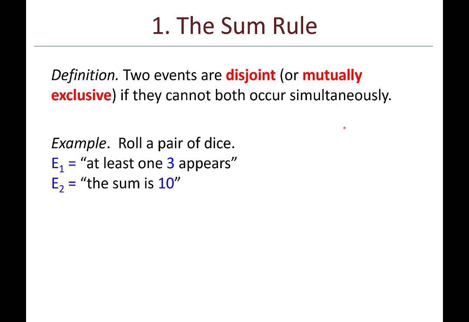Moving on to 6.2, we're going to take a close look at two fundamental ideas, the sum rule and the product rule. We begin with the sum rule. Here's our definition. Two events are disjoint, or mutually exclusive, if they cannot both occur simultaneously. For example, let's say we roll a pair of dice. Event 1 might be at least one 3 appears, and event 2 might be the sum is 10. Well, these both can't happen at the same time, because if event 1 occurs, then the biggest that the other die could be is 6, right? So the biggest that the sum could be is 9. So we can't have a sum of 10.